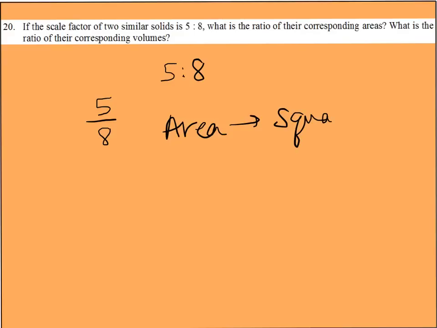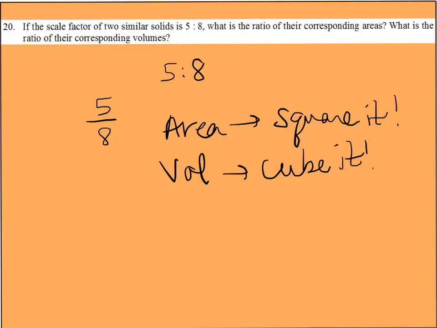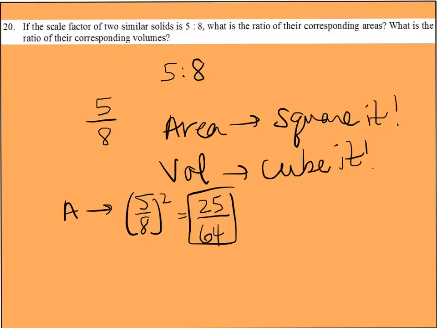So for area, I'm going to take 5 over 8, and I'm going to square both of those values. I get 25 over 64. 25 over 64 does not reduce, so that's my final answer, 25 over 64. Volume, I'm going to take that 5 over 8, and I'm going to cube it. 5 to the third power is 125. 8 to the third power is 512. Can I reduce that? No. So that is my answer.